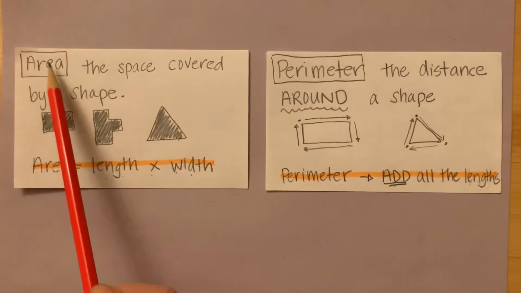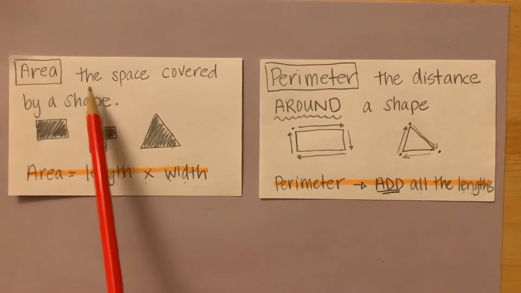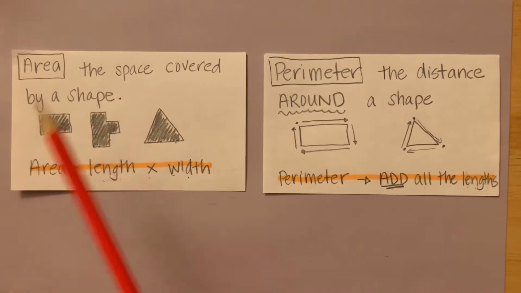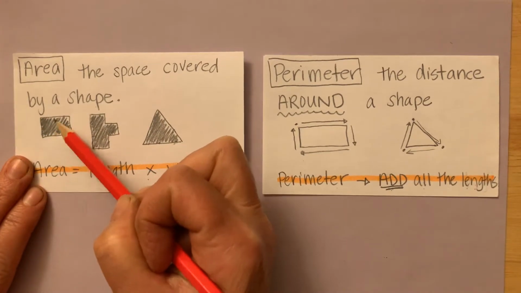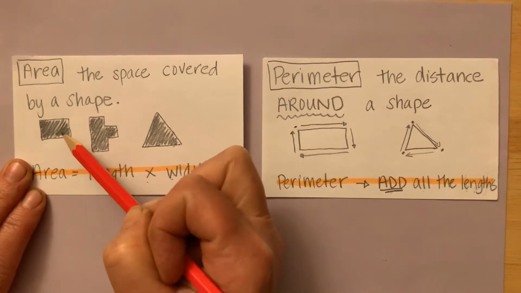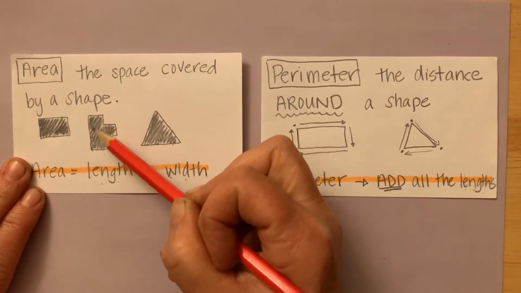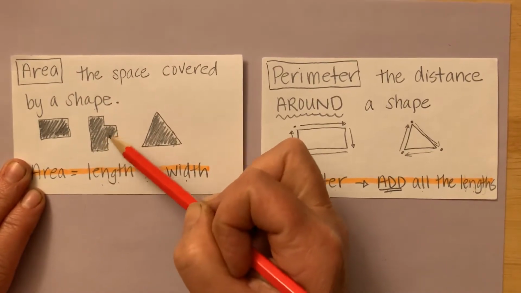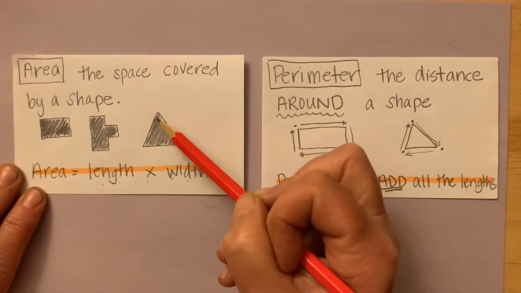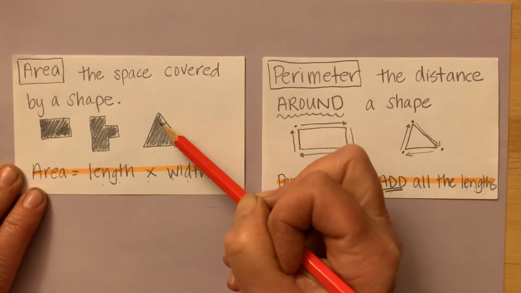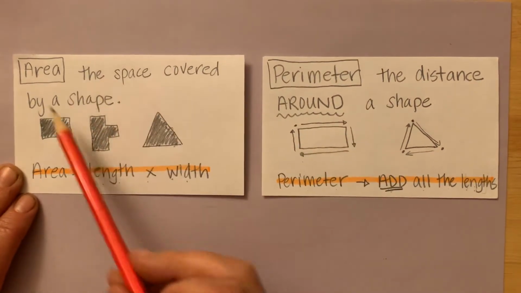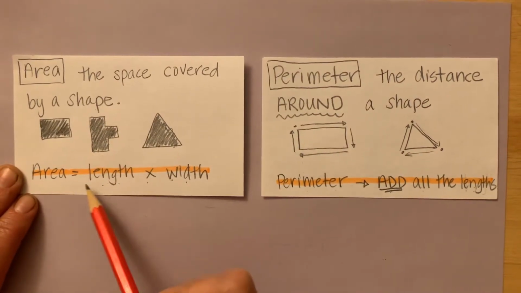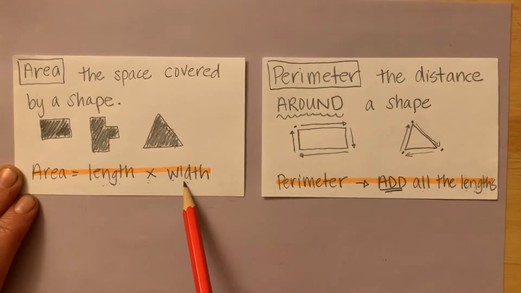Our first word is area. Area is the space covered by a shape. So remember our rectangle, the space inside the rectangle is what we call the area. Same with our combined rectangle, the space inside is called the area. And even with a triangle, the space that fills up inside a triangle is called the area. We find area of a rectangle by multiplying length times width.